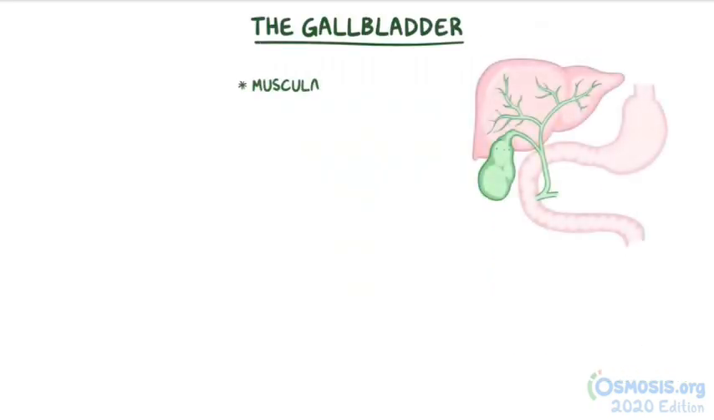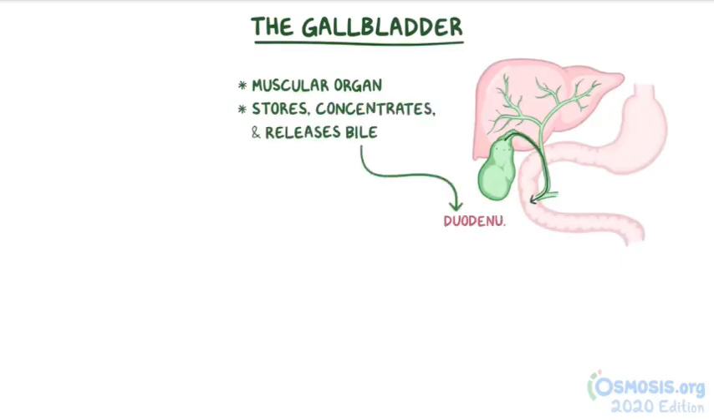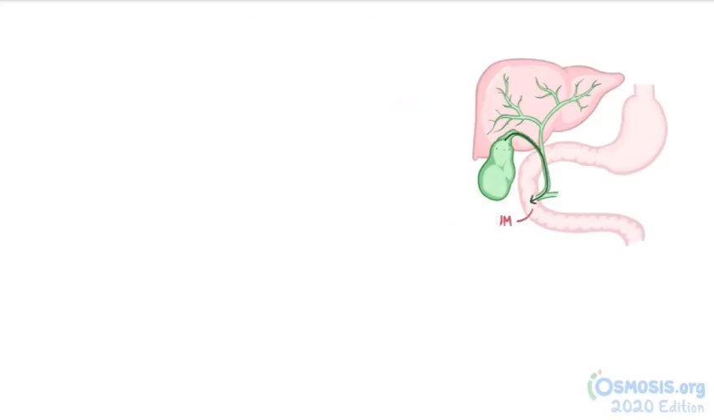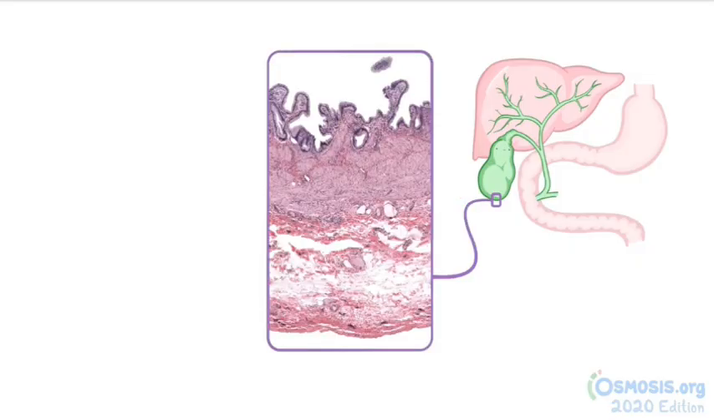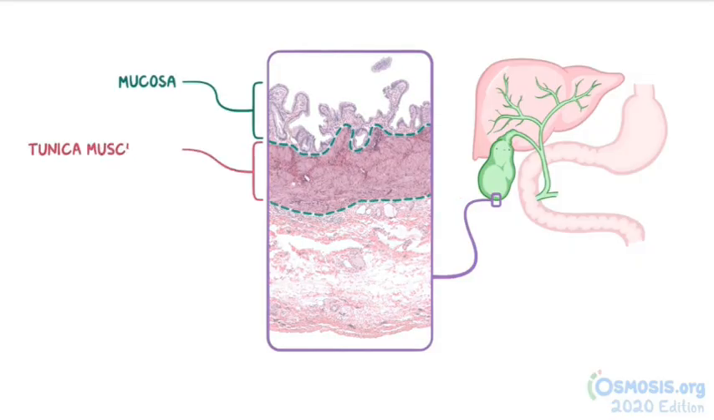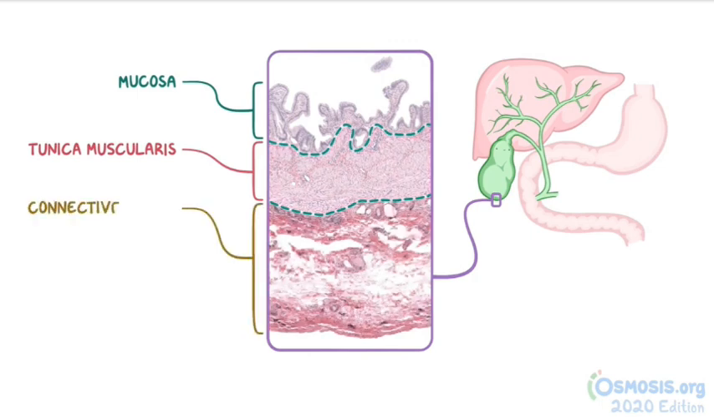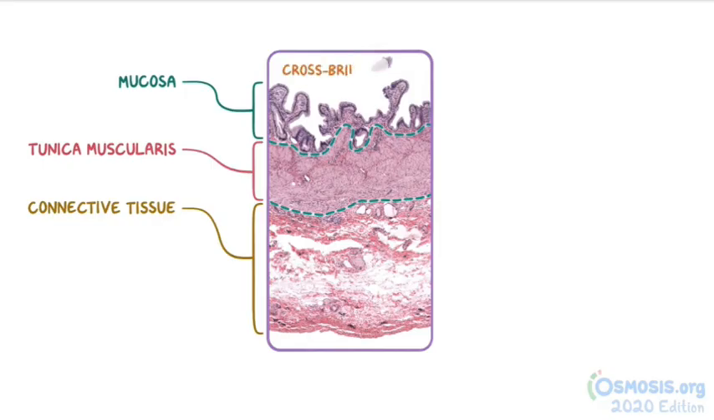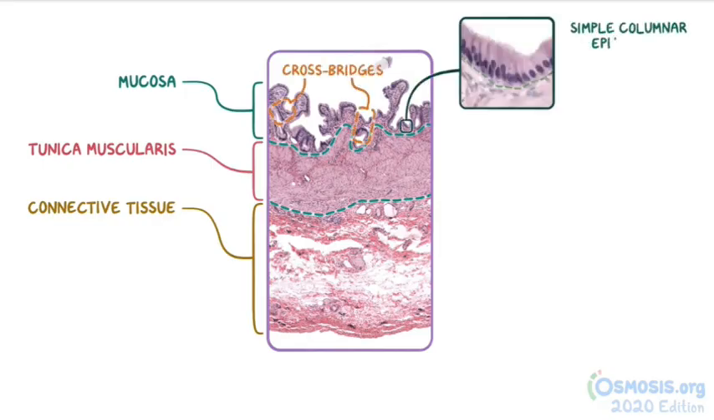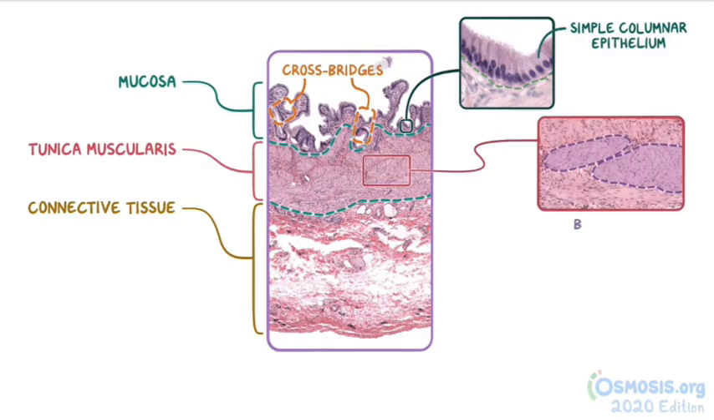All right, as a quick recap, the gallbladder is a muscular, pear-shaped organ that stores, concentrates, and then releases bile into the duodenum. It has three main layers: the mucosa, tunica muscularis, and an outer layer of connective tissue. The mucosa is highly folded with cross bridges and a simple columnar epithelium. The muscular layer is made of bundles of smooth muscles that are randomly oriented, and the outer layer of connective tissue is referred to as either the adventitia or the serosa.